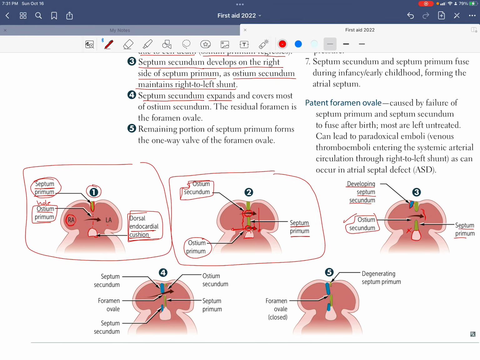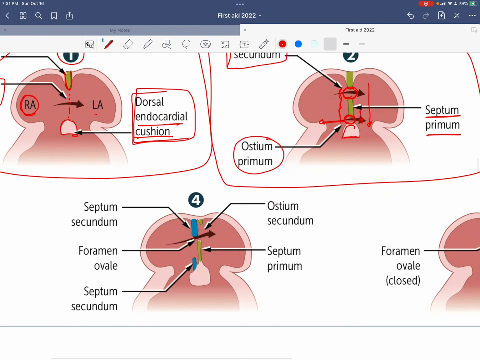Okay, so for number 4, this says that septum secundum expands and covers most of the ostium secundum. The residual foramen is the foramen ovale. So now we're talking about the blue septum that is called the septum secundum. It keeps growing and going downward, and because it's growing, it covers most of the opening that is left, and that is the ostium secundum, as we remember.